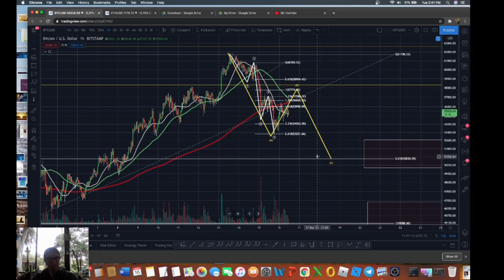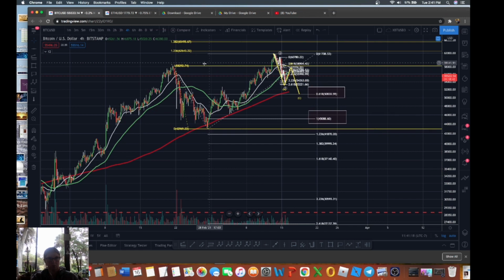If we get the ABC, this correction turns into a 3-wave W, a 3-wave X, and a 3-wave Y. And the minimum extension that a Y wave can come is a 618. But it also can come to the 1-to-1, the 1.236, and the 1.382. So if it's a Y wave, it can also come down to these extensions here, and it would move in a 3-wave fashion.